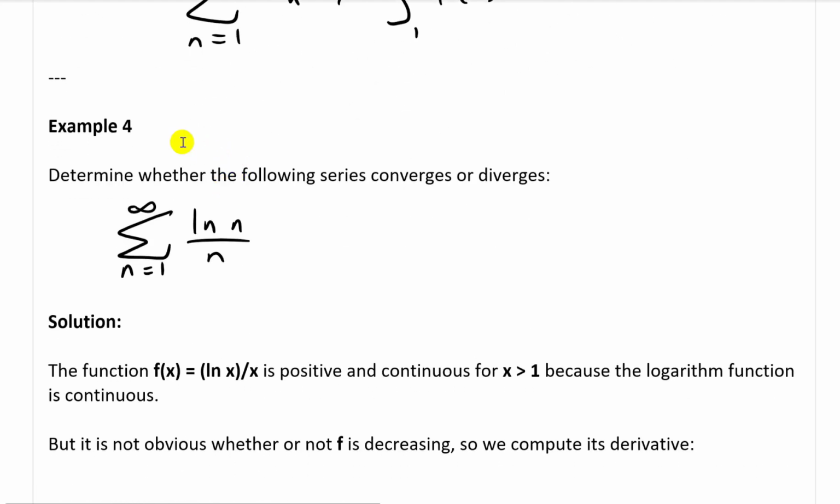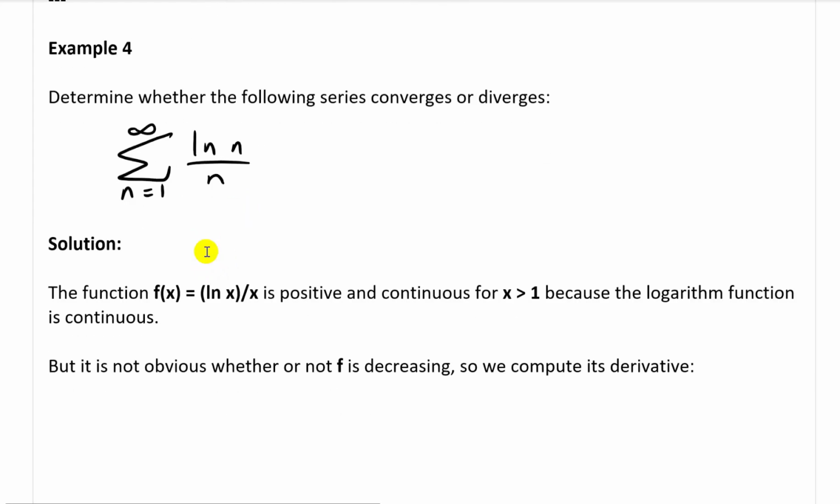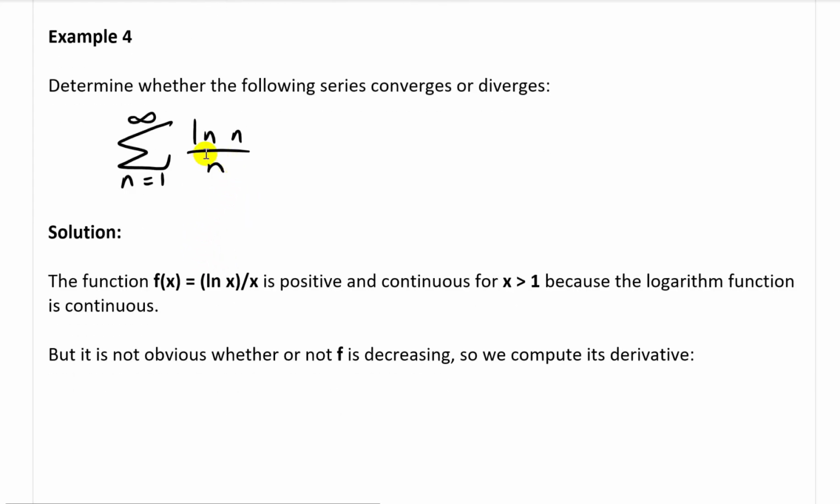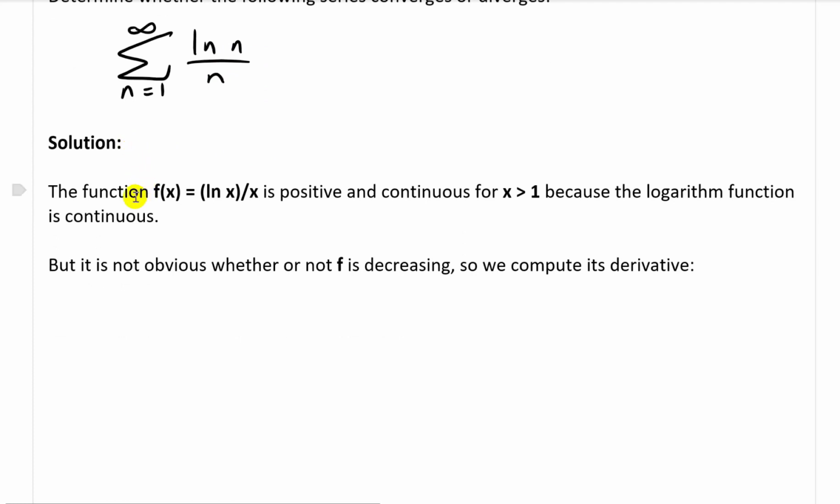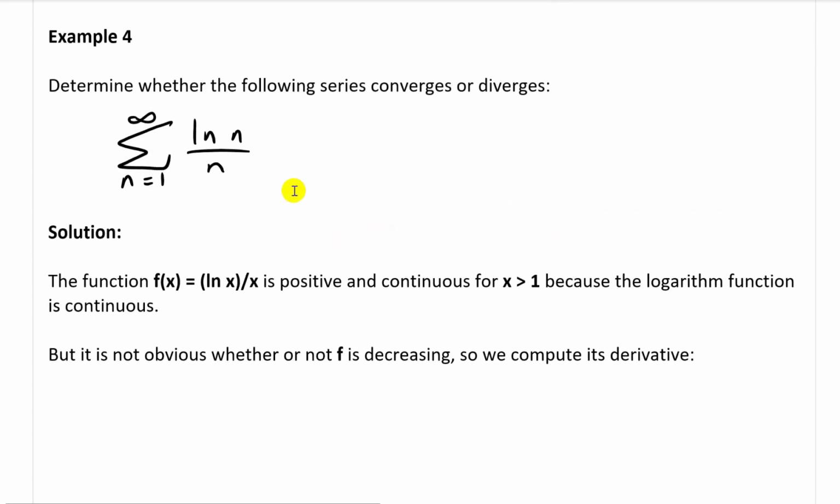Alright, now let's look at another example, example 4, which states: determine whether the following series converges or diverges. We have the summation from n equals 1 to infinity of ln n over n, so a lot of n's over there. Remember, ln is just log base e. So, solution: the function f of x equals ln x over x is positive and continuous for x greater than 1. Just recall the graph of ln. It's always going to be positive after x is greater than 1, and I'll be illustrating that soon. And yes, it's positive and continuous because a logarithmic function is continuous as well.